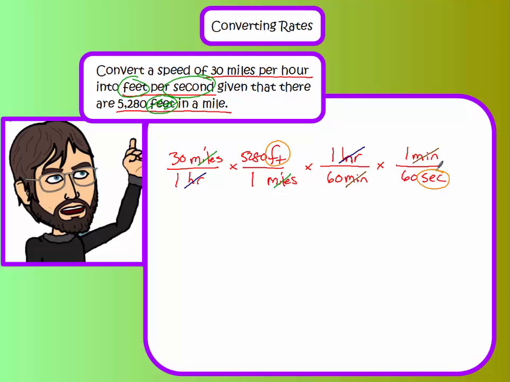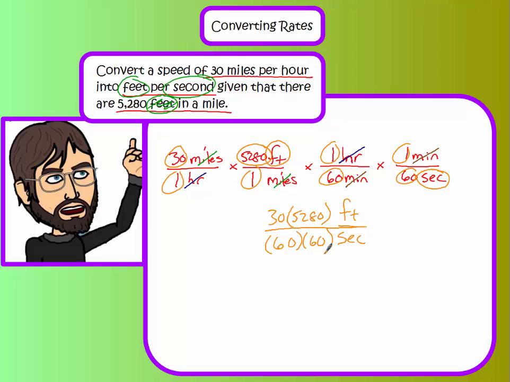Now I still have all these numbers that I need to make sense of. So I'm good because I know that the top's going to be in feet and the bottom's going to be in seconds, and that's what it was looking for, feet per second. So I'm good there. So what's in the top? I have a 30, a 5,280, a 1, and a 1. So I'm going to leave those 1s off because when you multiply by 1, nothing really happens that's exciting at all. So 30 times 5,280, and that's going to be my feet. And in the bottom, again, I have a 1, a 60, and another 60. So the 1s, again, are boring, so I'm going to leave them off. And 60 times 60 is going to be in the bottom, and that's in seconds.